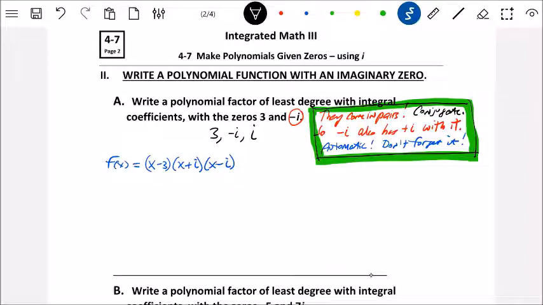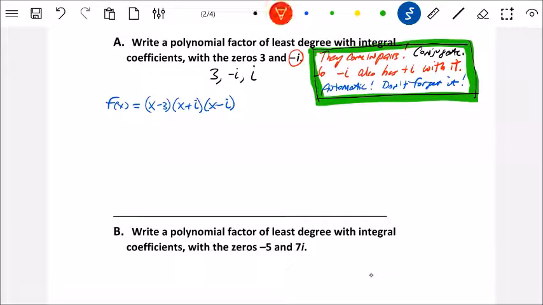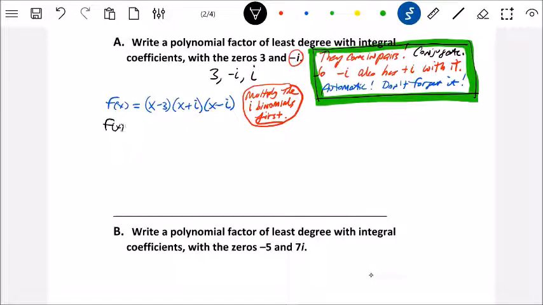Now, many people would start at the beginning and do x minus 3 times x plus i, and you can do that. But you just change this from about a 6-step problem or 7-step problem into a 20-step problem. Don't do that. Instead, multiply the i binomials first. And the reason for that is because some things will cancel out. So watch what happens when I multiply this here.